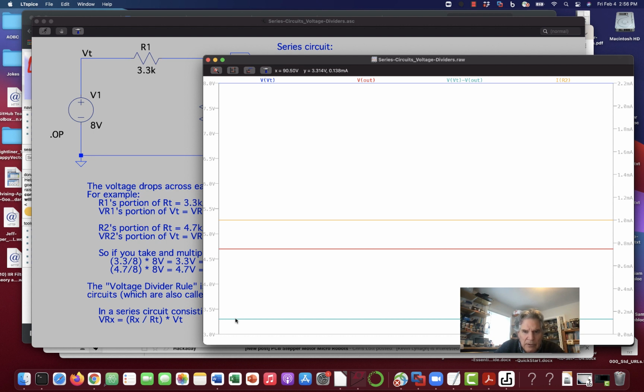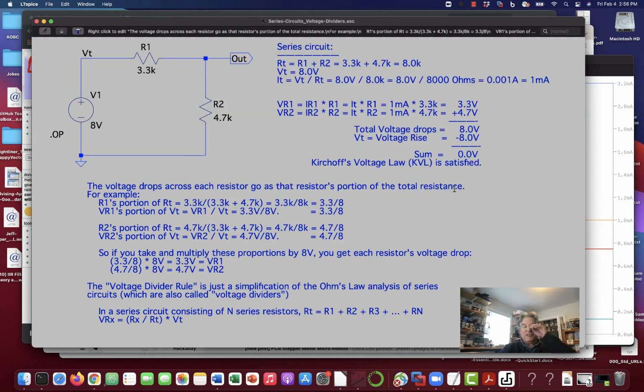And let's see. Well, 3.302 is close enough. So we've proven that at least in the simulator, we would get 3.3 volts across here by subtracting V total minus V out. That gives us a voltage for that. And V out, with respect to ground, is the voltage across R2. 3.3, 4.7, add them up, you get 8. That's great. Kirchhoff's voltage law is satisfied, and our calculation on current was correct.